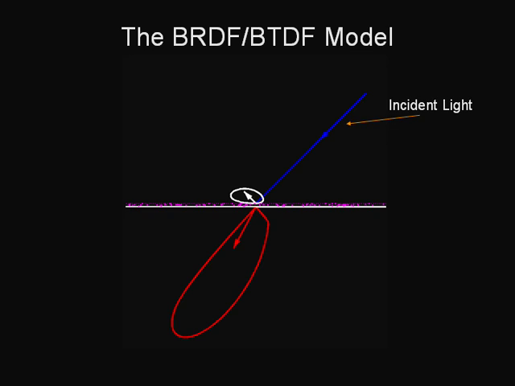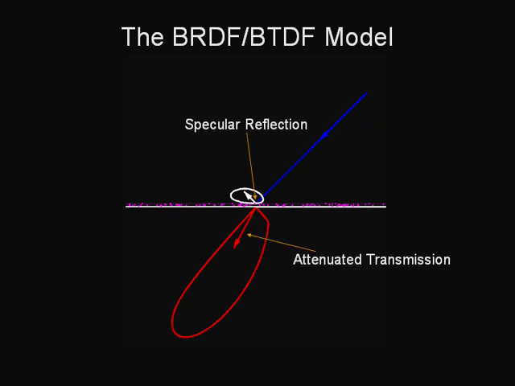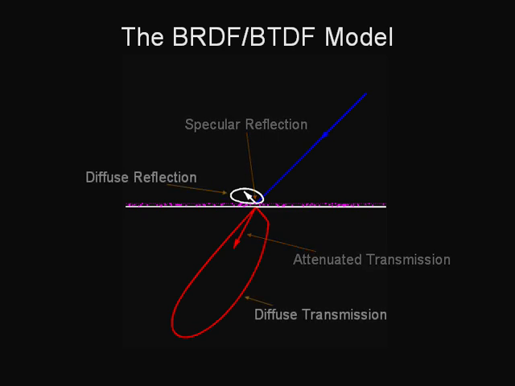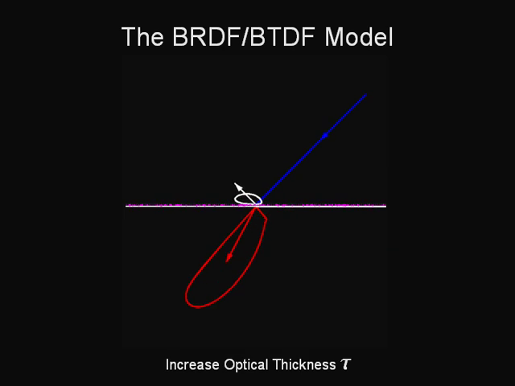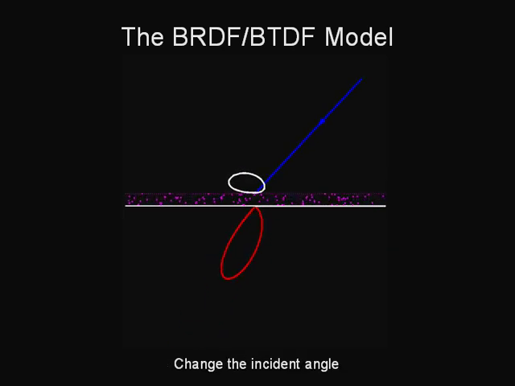As expected, both the BRDF and the BTDF have two components. One is the specular reflection and transmission attenuated by the contaminant. The other is the diffuse lobe generated by the scattering. Here we show how the corresponding components change as the optical thickness tau increases. We also show these components with respect to the incident angle.